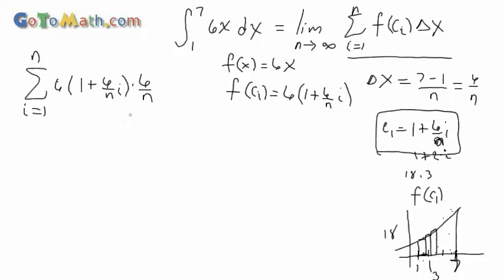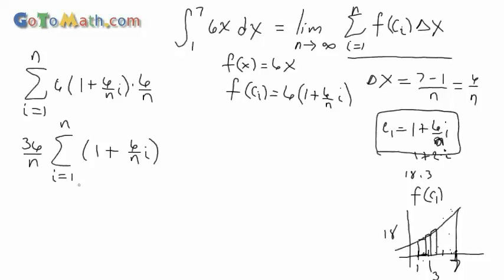Now I'm going to take this 6 over n and this 6 right here. Since they're just coefficients, we can multiply them together and pull them outside the summation sign, just getting them out of the way for right now. So this becomes 36 over n, and then I'll rewrite the summation symbol. Then we have 1 plus 6 over n times i.